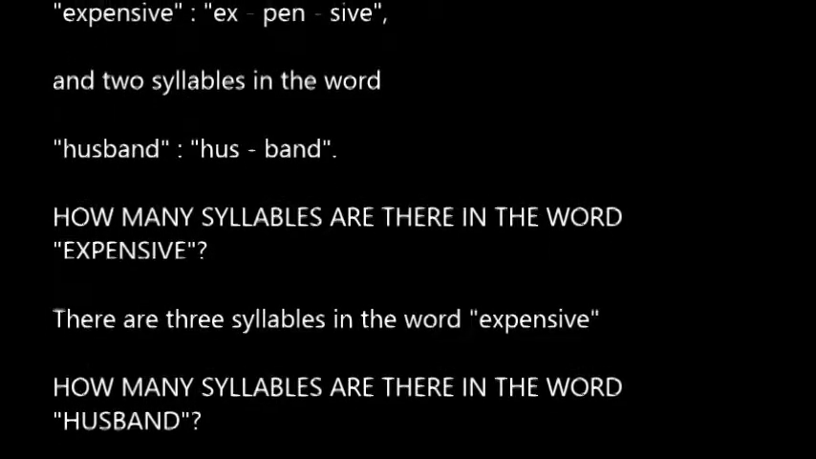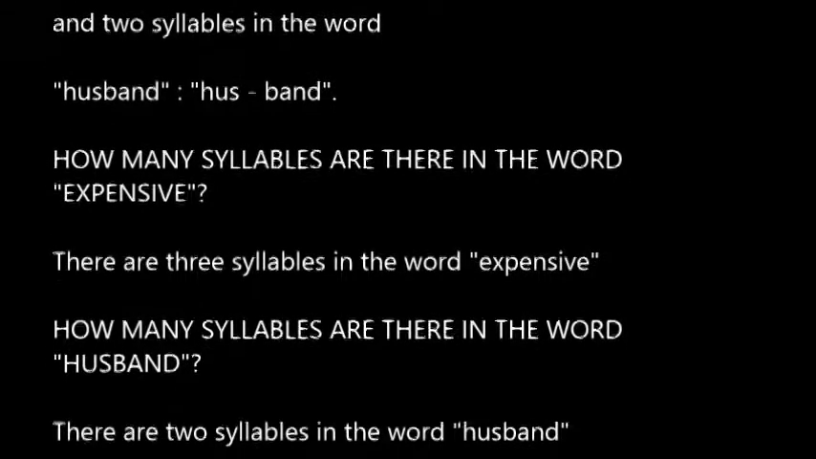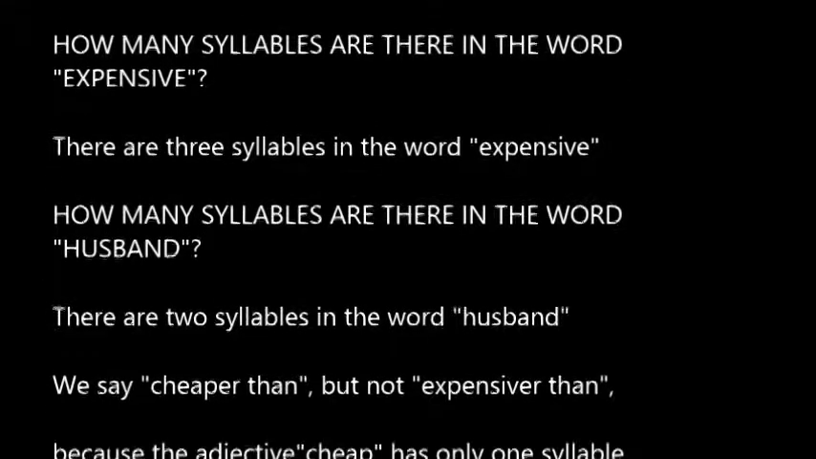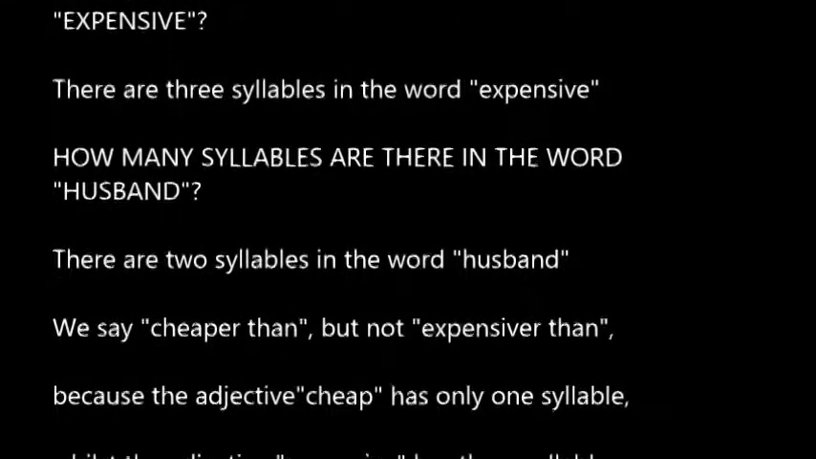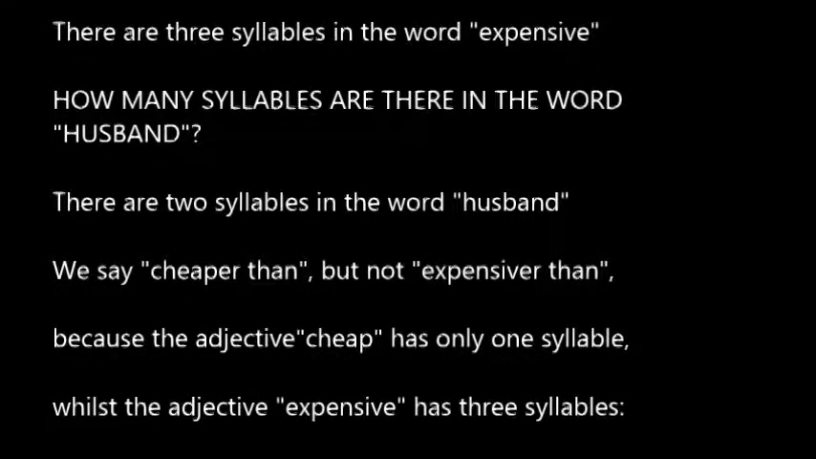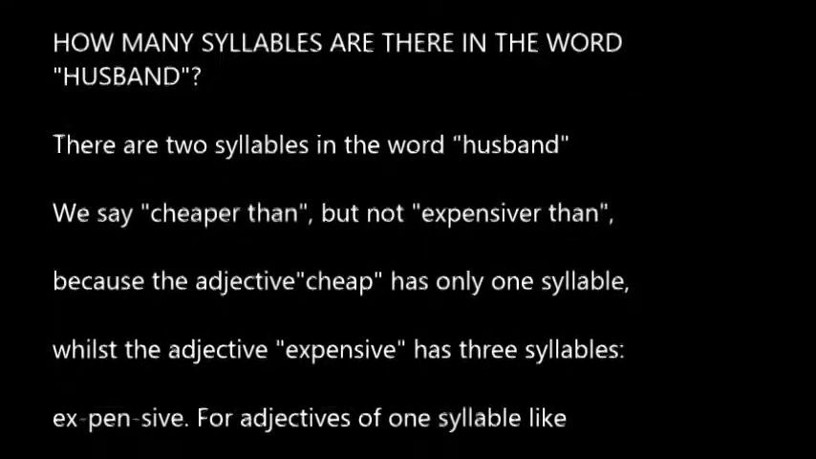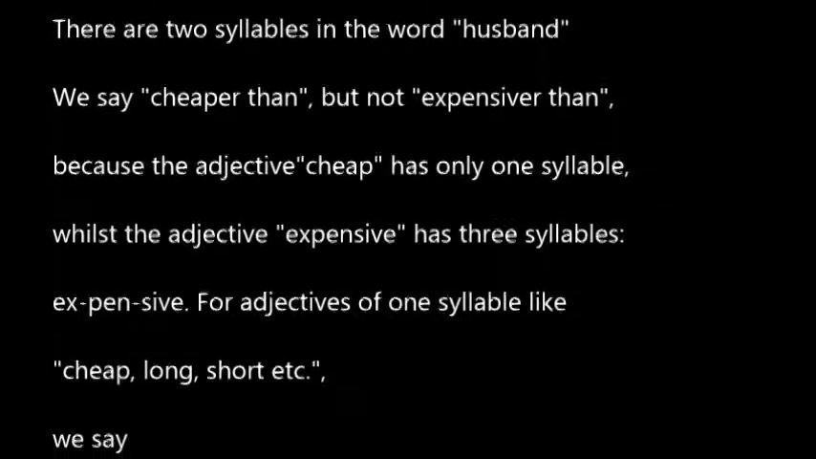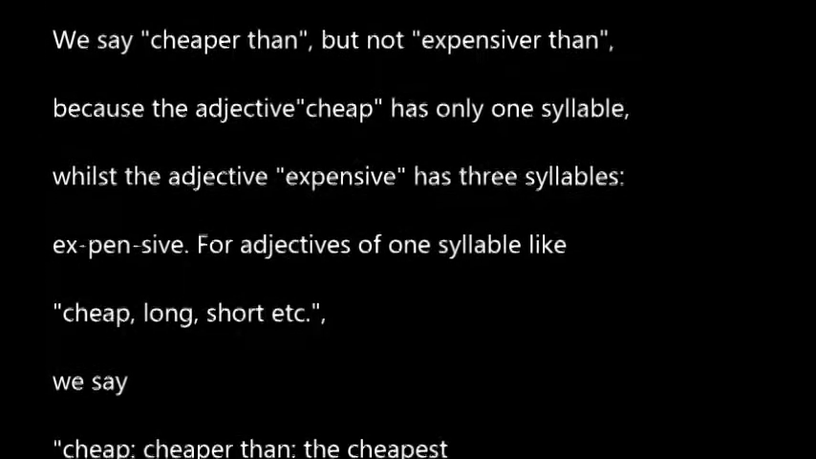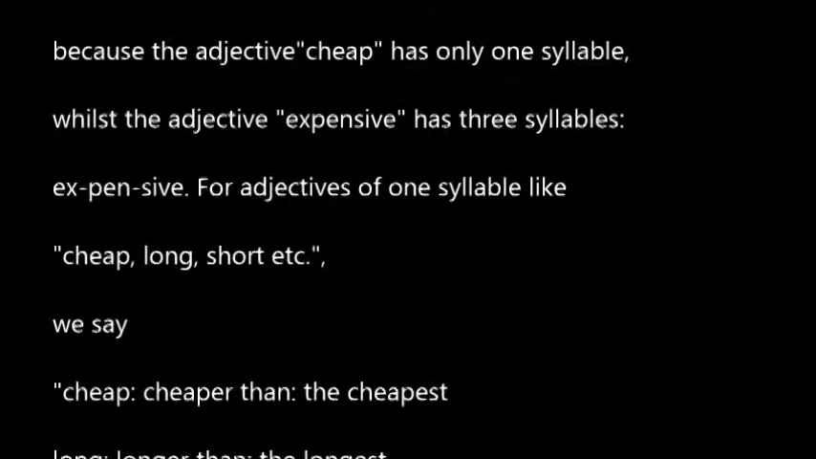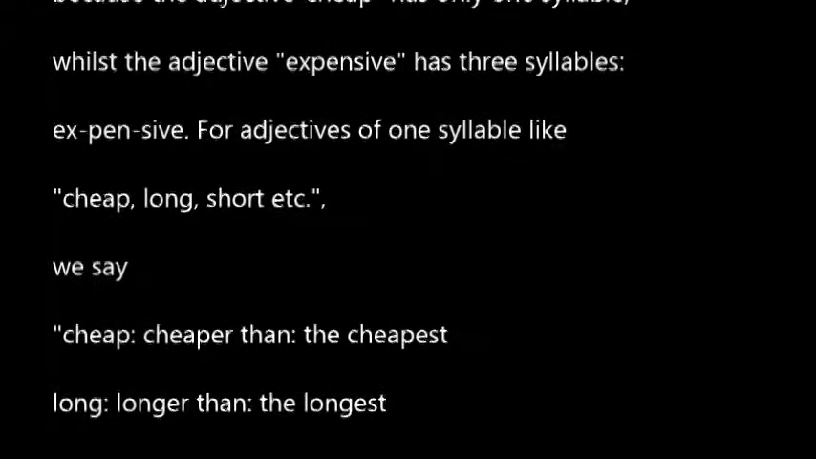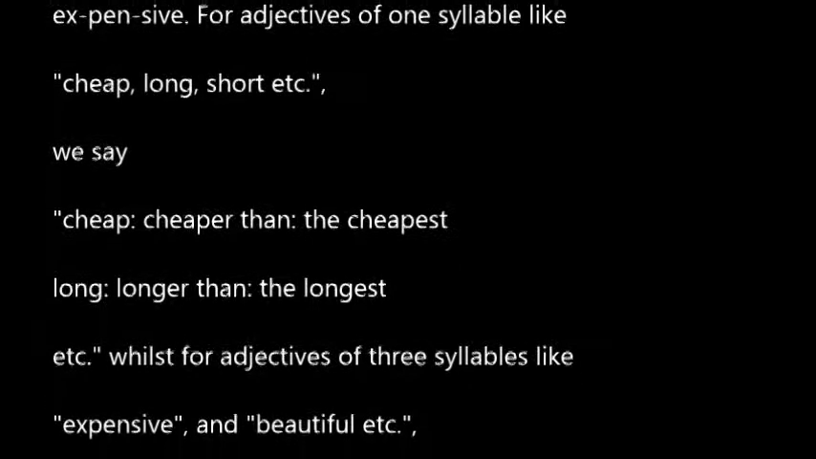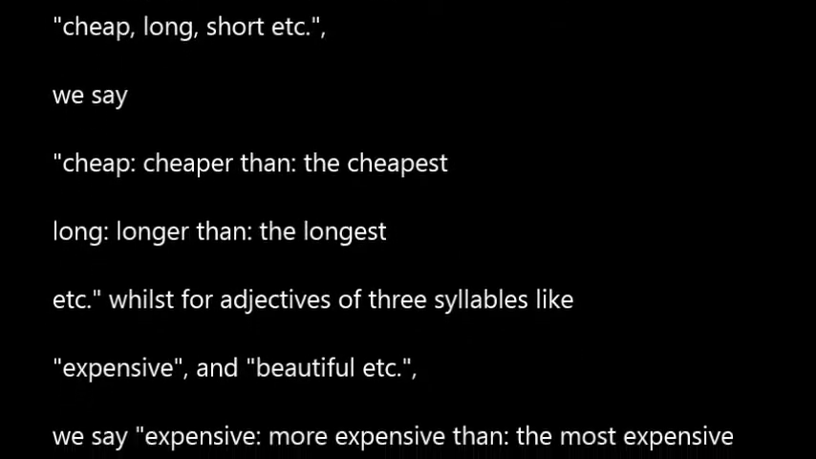How many syllables are there in the word husband? There are 2 syllables in the word husband. We say cheaper than, but not expensiver than, because the adjective cheap has only 1 syllable, whilst the adjective expensive has 3 syllables, ex-pen-sive. For adjectives of 1 syllable, like cheap, long, short, etc., we say cheap, cheaper than, the cheapest, long, longer than, the longest, etc.